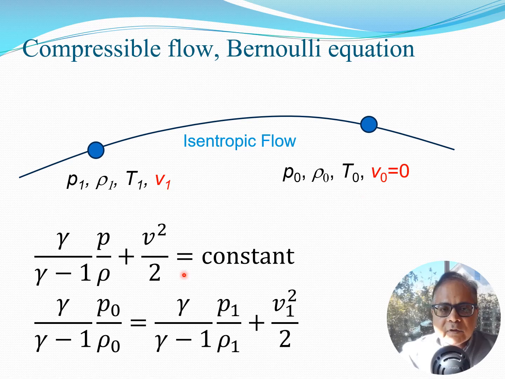So let's do that. If we consider Bernoulli's equation for compressible flow, which we derived a few lectures ago, it was gamma by gamma minus 1 P by rho plus V squared by 2 equals constant. So I can apply this between these 2 points. On one side I get gamma by gamma minus 1 P0 by rho 0, because remember the velocity is 0 here, so the term V squared by 2 would be simply 0 for the point which has subscript 0. But for the point which has subscript 1, you get gamma by gamma minus 1 P1 by rho 1 plus V1 squared by 2.